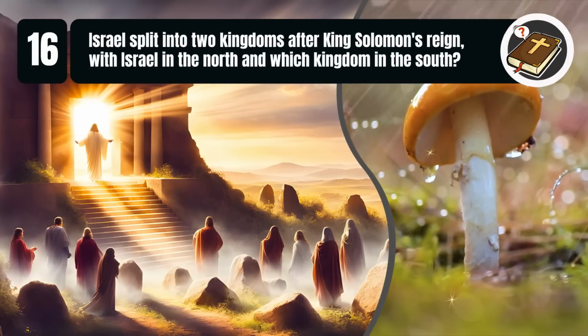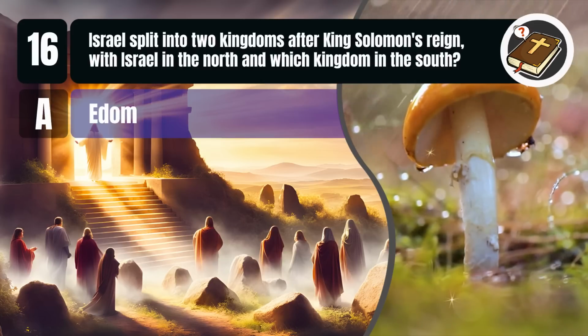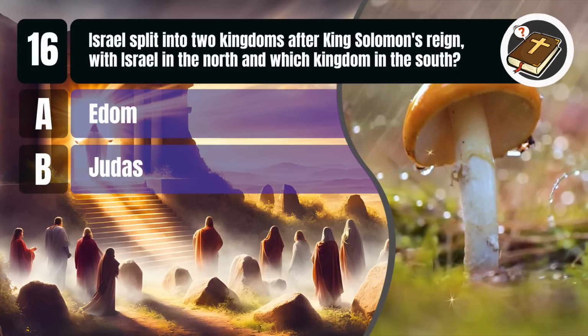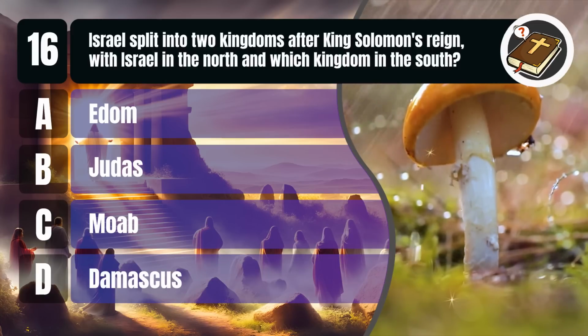Question 16. Israel split into two kingdoms after King Solomon's reign, with Israel in the north and which kingdom in the south? A. Edom. B. Judas. C. Moab. D. Damascus. You get 10 seconds.